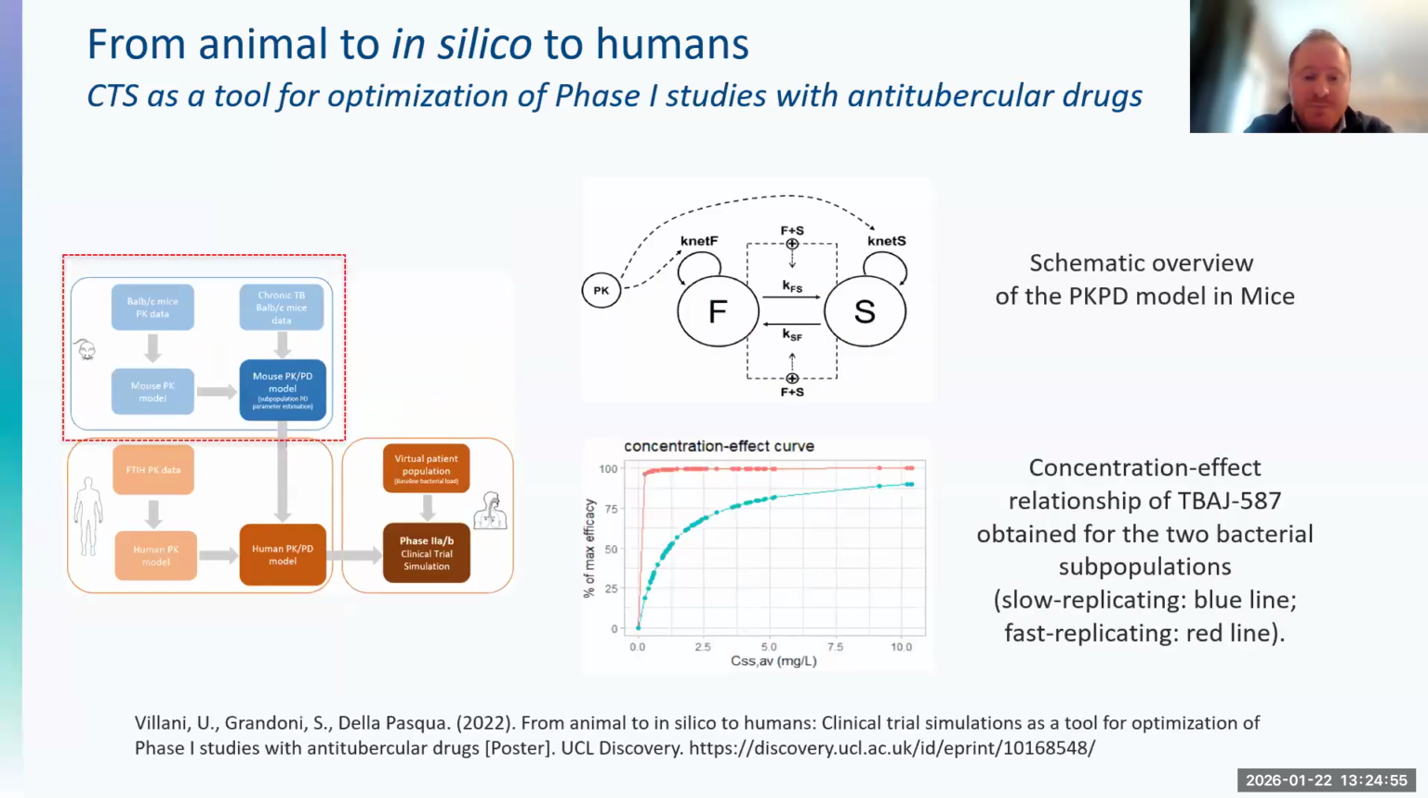And eventually we can develop our concentration-effect relationship based on this PK/PD model. As you can see in the lower figure, we have the percentage of maximum efficacy versus the average concentration at steady state for TBAJ-587, with regards to either the slow-replicating bacteria with the blue line or the fast-replicating bacteria as depicted with the red line.